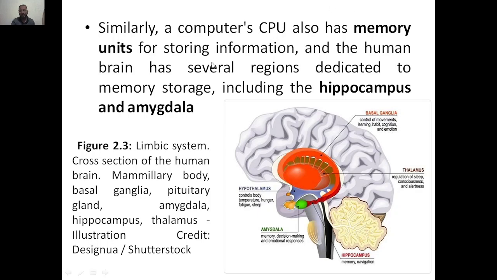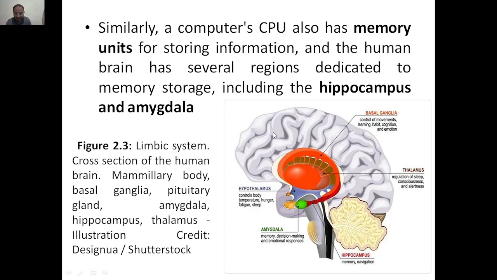Similarly, the computer CPU also has memory units. It has something called subconscious or conscious memory, where it will store the information. So the CPU has a memory system in it, and the brain also has a memory system. The human brain has several regions dedicated to memory storage itself. Those regions are responsible only for memory storage, including the hippocampus and amygdala. So the hippocampus and amygdala are responsible for storing the information, whereas in the CPU we have memory units.